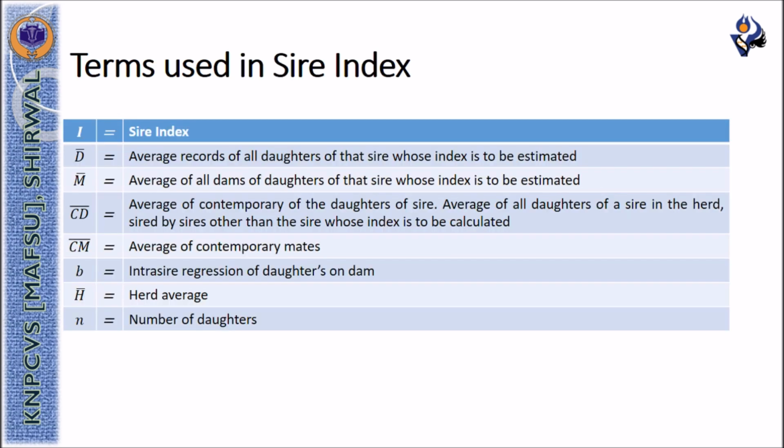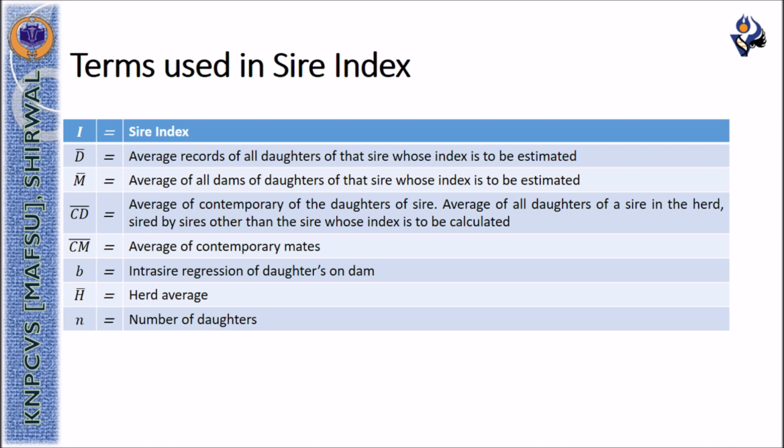These are various terminologies which are used in various sire indices, where capital I denotes the index value of the sire. Capital D bar is the average record of daughters of the sire. Capital M bar is the average of all dams of the daughters of that sire. CD bar is the average of contemporary of daughters of the sire.